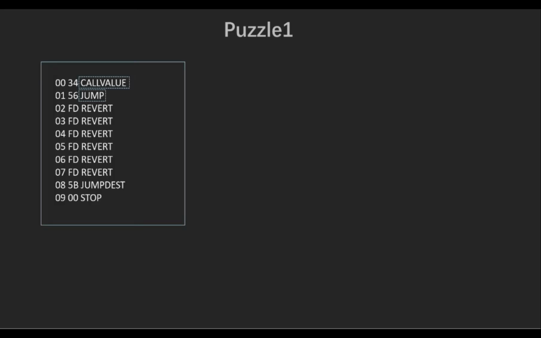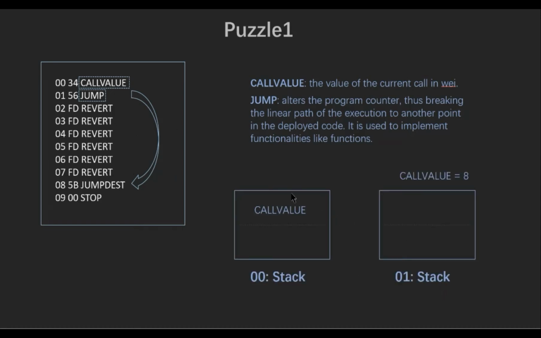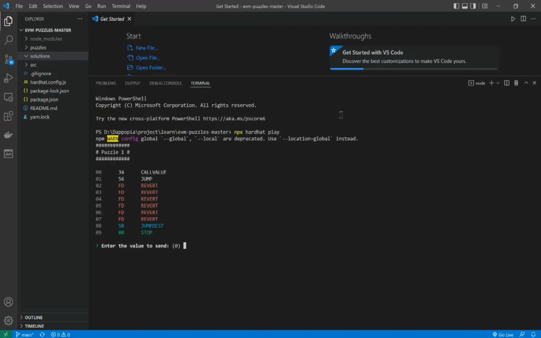Let's start to solve puzzle 1. First, we have the call value, and next is the jump instruction. The call value is the value of the current call in wei. And the jump instruction will alter the program counter, which means that it will directly jump to the jump destination. First, we'll push the call value onto the stack, and then the jump instruction will pop one value from the stack and jump to various states. In order to jump to the jump destination, we have to make our call value equal to 8. That is the answer. Let's just have a try. Enter 8. Well done, the puzzle has been solved.